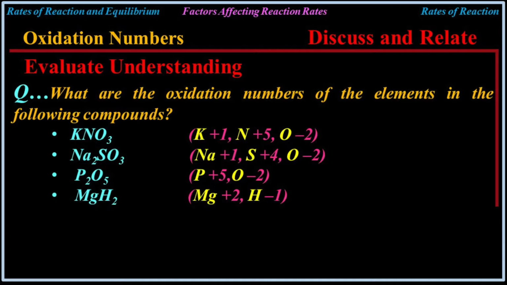So try to work these out, and you'll need to know this. It's very straightforward, not a big deal. You have to be able to do oxidation numbers, otherwise you won't know what's been oxidized and what's been reduced in a chemical reaction.